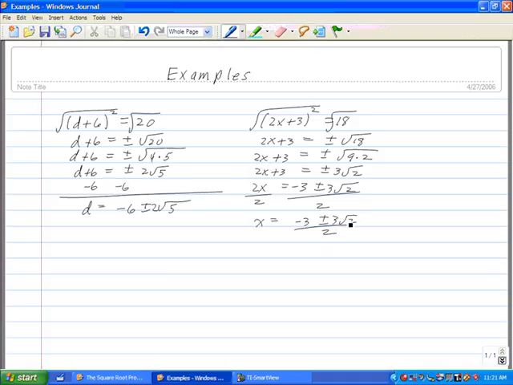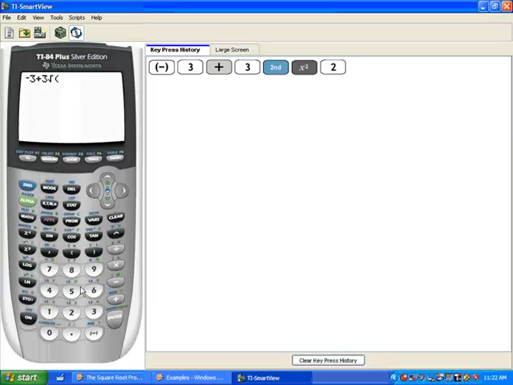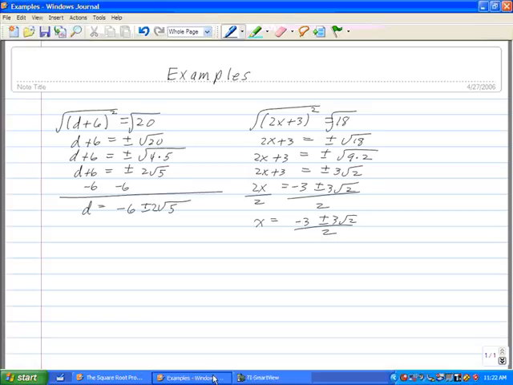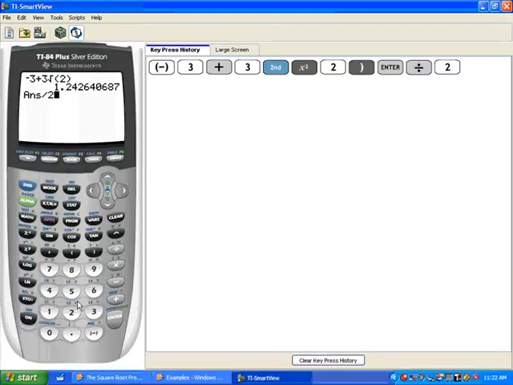To see what they are roughly, approximately, we'll go to the calculator. I'll take negative 3 plus 3 square roots of 2. And I have to hit enter right now because you have to force the calculator to figure the numerator first. Once the numerator is finished, you can come back and say divided by 2 afterwards, and there's one of your answers.